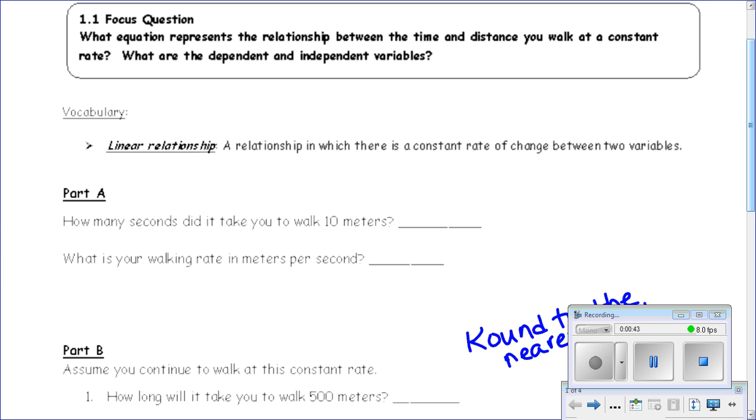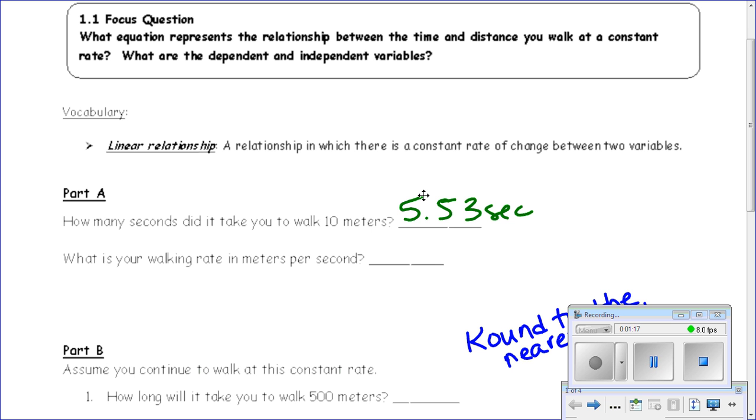So in part A, it says how many seconds did it take you to walk 10 meters? To save us some time, I will give you this first one in seconds, just to save us some time so we can go on throughout the rest of this in converting. For the first question, how many seconds? It takes 5.53 seconds for you to walk 10 meters.